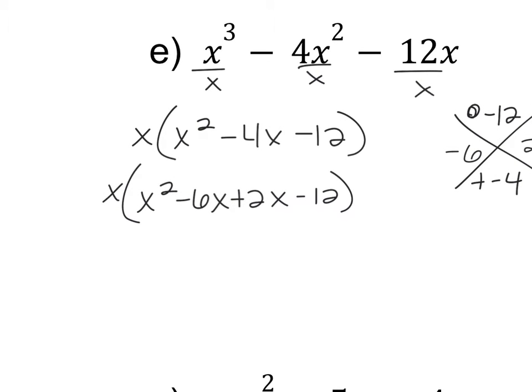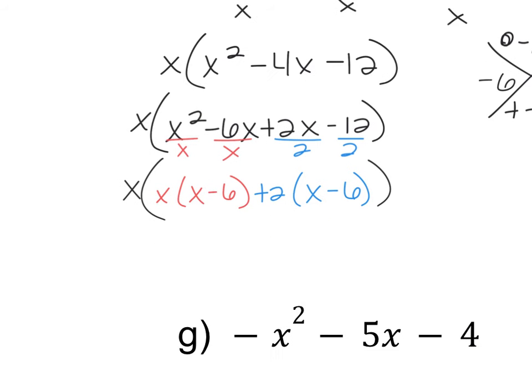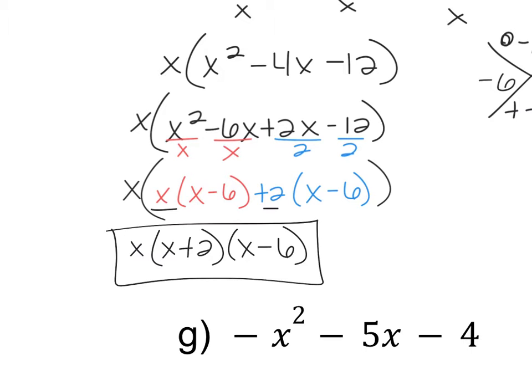All right. So another giant parenthesis. So I need to divide these by x, right? That's all you can do. So that gives me x times x minus 6. Divide this by 2, and it would be positive 2 times x minus 6. Do your parentheses match? Yes, they do. So let's put it all together. Don't forget that x out front. So I have x times the stuff out front, x plus 2 times x minus 6. Boom.